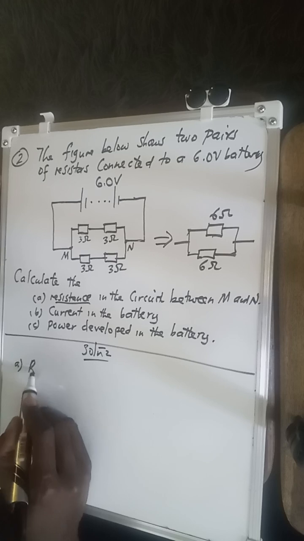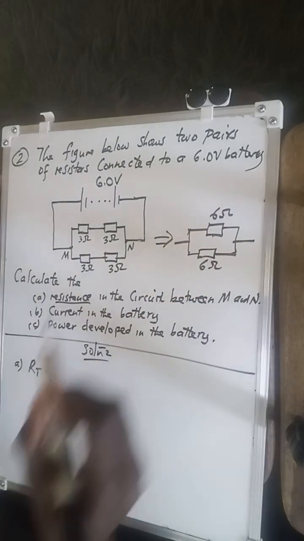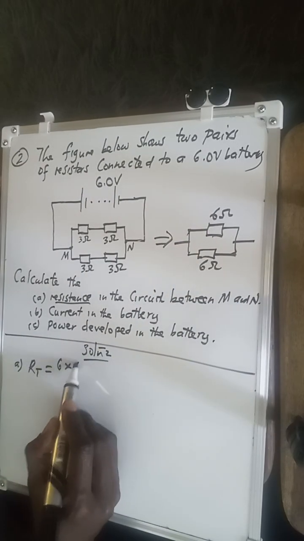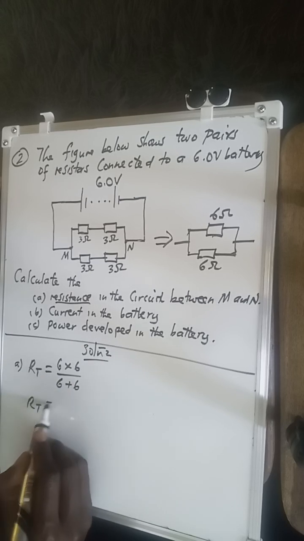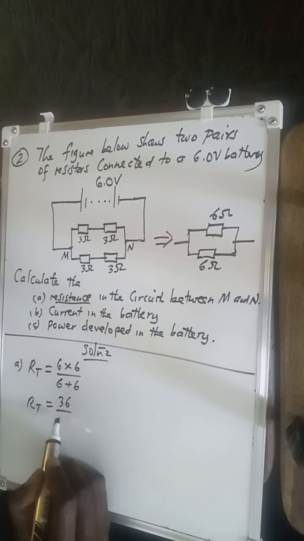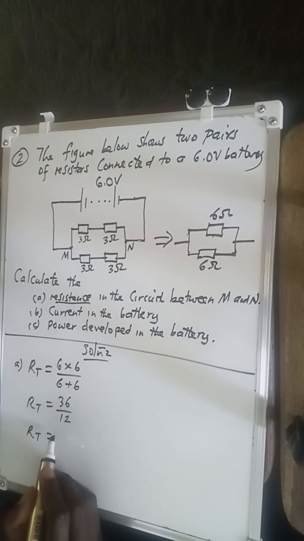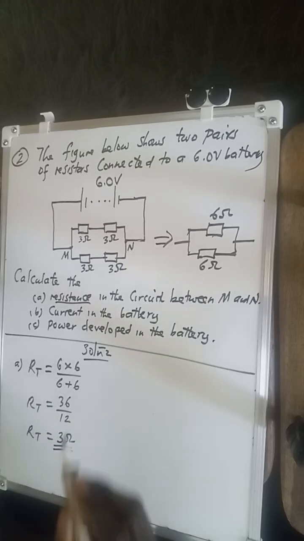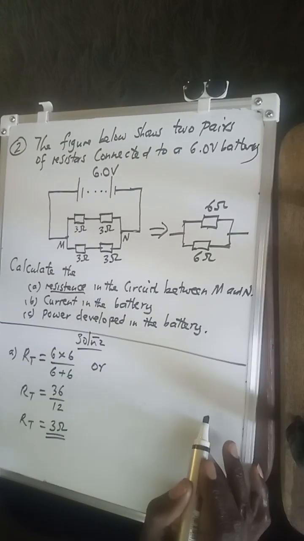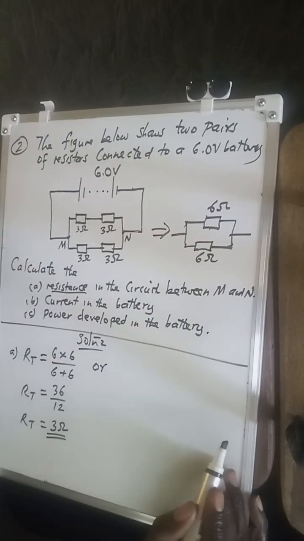So remember, we can say R total will be equal to, using this circuit, 6 multiplied by 6 divided by 6 plus 6. So R total will be 36 divided by 6 plus 6, which is 12. So R total is going to give us 3 ohms. That's what we mean. So that's the resistance. Alternatively, another one might have said, okay, I don't want to reduce like that.